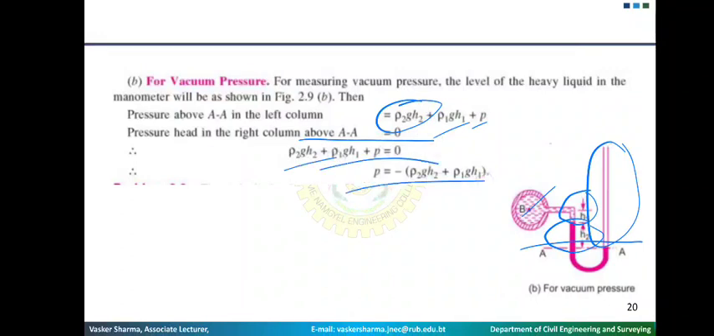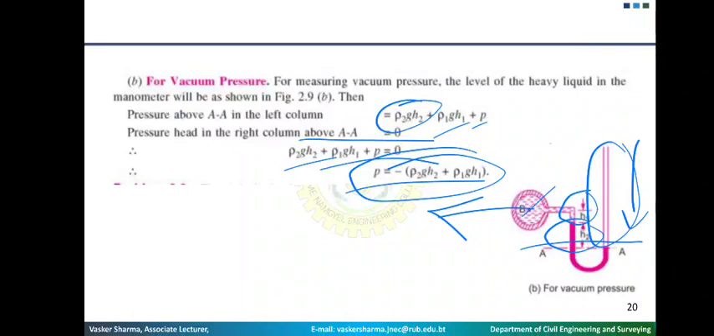Okay, because for the vacuum, if the fluid is exerting, maybe it is sucking more. Maybe because of vacuum pressure it's sucking more, so that's why this mercury level is moving down. So that's why there is a negative pressure. Okay, so when pressure is negative, that means maybe it is a vacuum pressure. So you need to understand that.